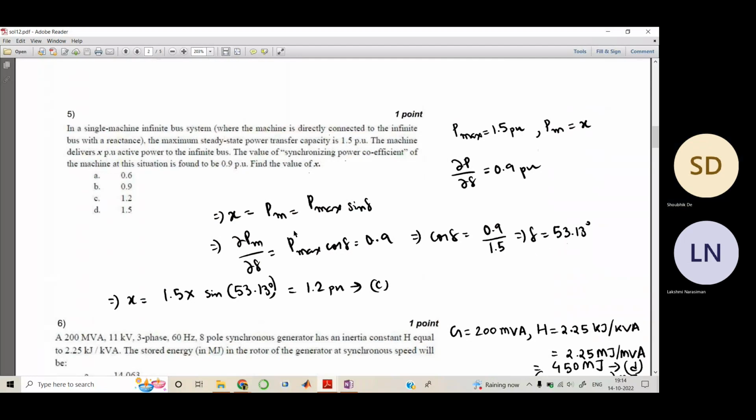delta comes out to be 53.13 degrees. Now when you replace this into this, and also you know this, it comes out to be 1.2 per unit, which is your X. So this is what we were told to find out, right? So this becomes your option number C. Pretty simple problem. So what does this synchronizing power coefficient mean?